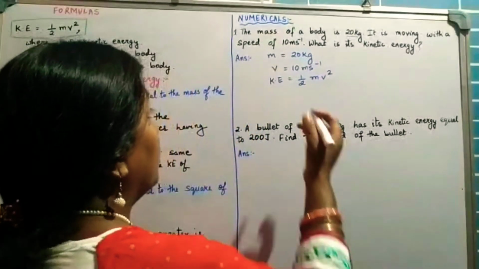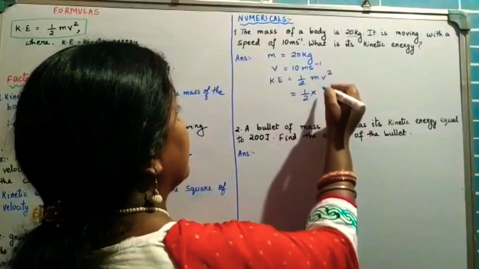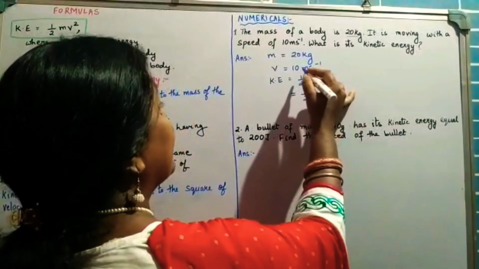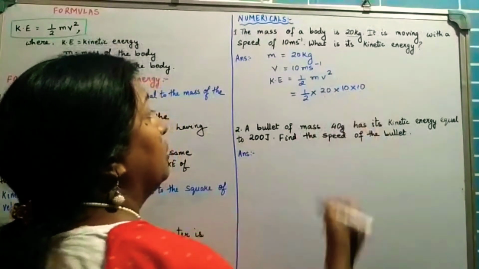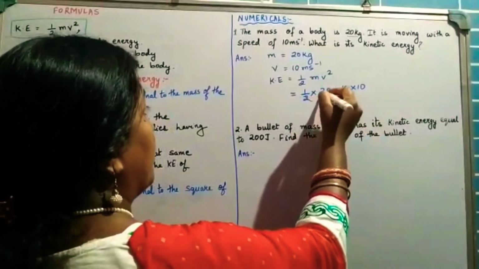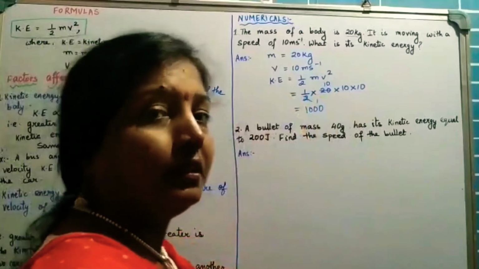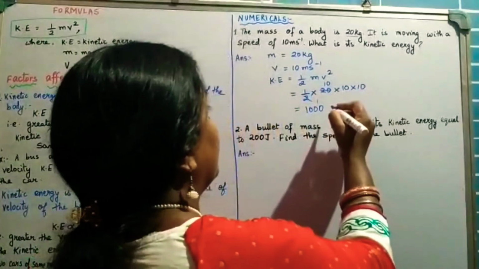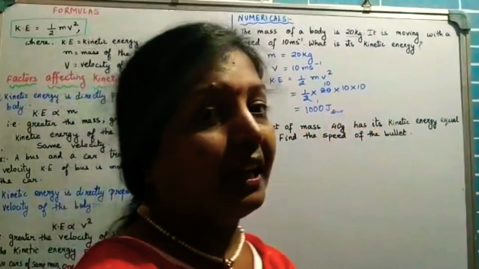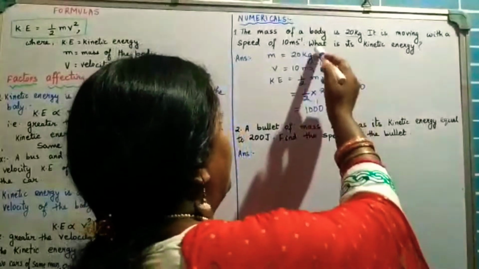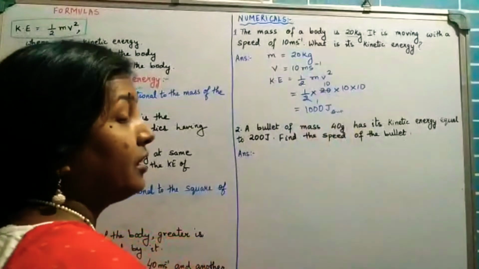Now, 1 by 2, mass means it's into, mass is 20, into velocity is 10 meter per second, velocity square. So you multiply 10 2 times. Do the cancellations, 2 ones are, 2 tens are. So you get 1000, and the SI unit of kinetic energy is joule. So you put 1000 joule, and then you get your answer. That is, the kinetic energy possessed by a body of mass 20 kg moving with a velocity of 10 meter per second. So the kinetic energy you can see is 1000 joules.